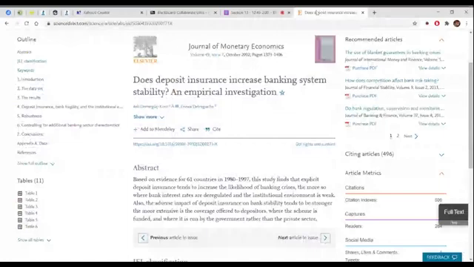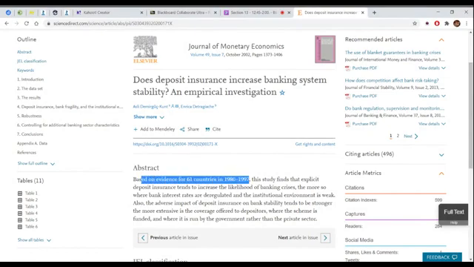So there was a research paper a few years ago that I saw written by some top researchers. One's at the World Bank and one's at the IMF, and it's called, here it is, Does Deposit Insurance Increase Banking System Stability? An Empirical Investigation. What is the abstract saying? Based on evidence for 61 countries over 17 years, so this is a paper from 2002, but anyway, they have a lot of countries and a lot of data. This study finds that deposit insurance tends to increase the likelihood of banking crises.